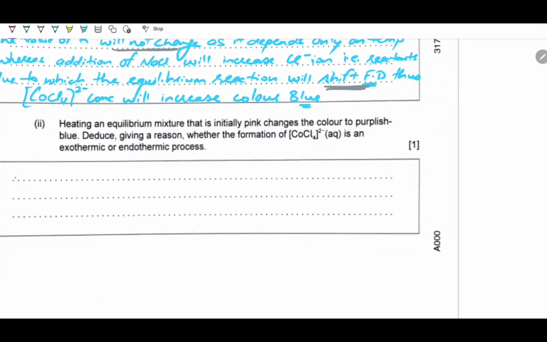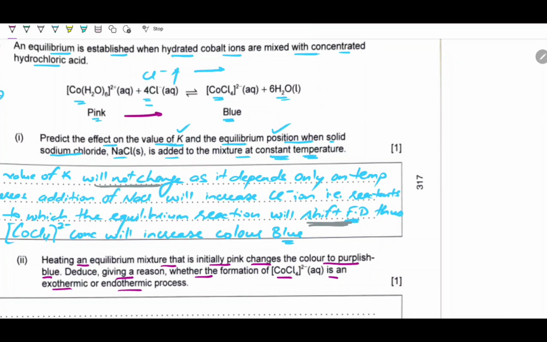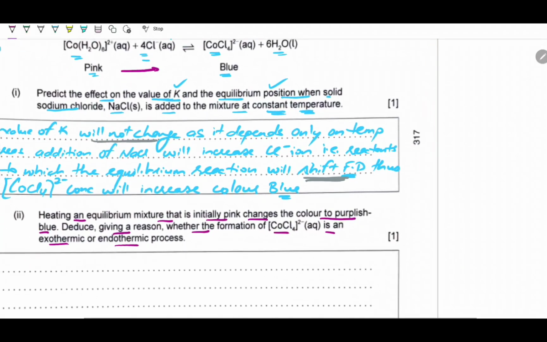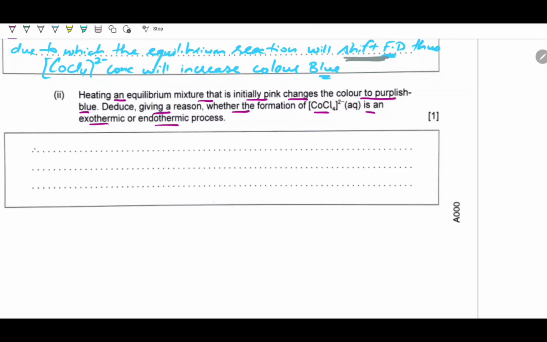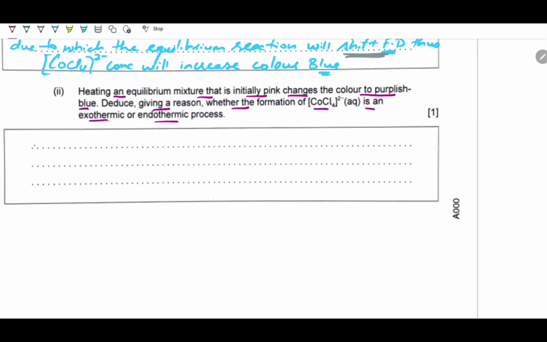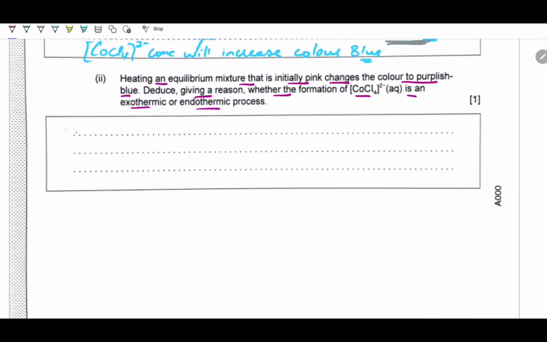Second point: heating an equilibrium mixture that is initially pink changes the color to purplish blue. Deduce, giving a reason, whether the formation of CoCl4 2 minus is an exothermic or endothermic reaction. Now if I am increasing temperature, the color moving from pink towards bluish pink means the reaction is moving in the forward direction. And this can happen only when the forward direction is endothermic in nature. Since on increasing temperature the reaction moves towards the right hand side, or product side, or forward direction, this can happen only when the forward direction is endothermic in nature, and thus the formation of CoCl4 is an endothermic process.